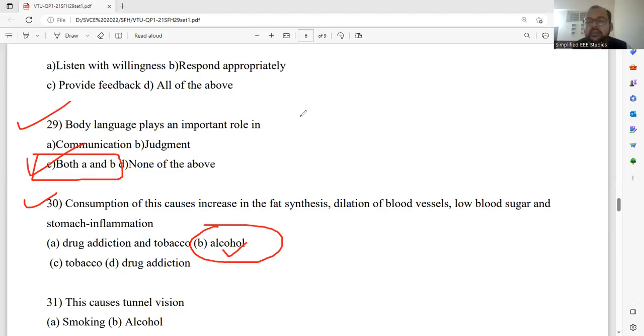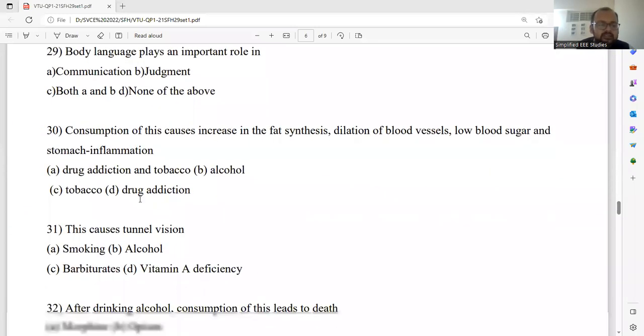Don't take a decision immediately. If you take a decision immediately, your answer may be wrong. So don't do like that. Please read and understand what the exact answer is.